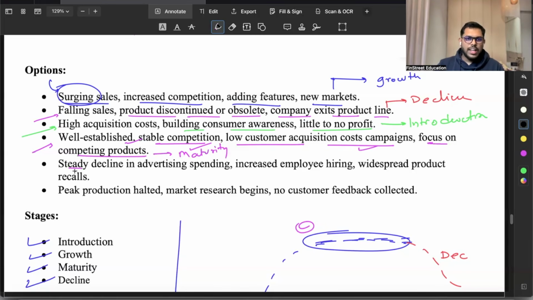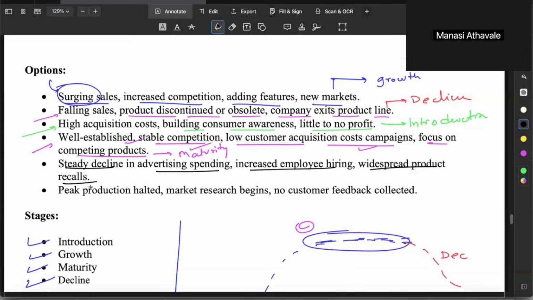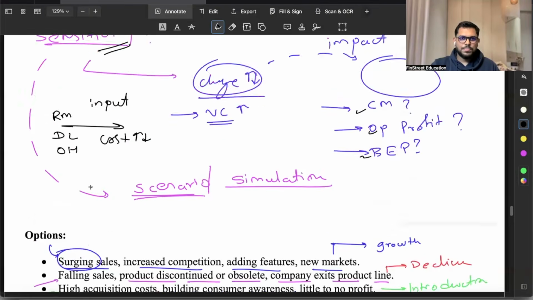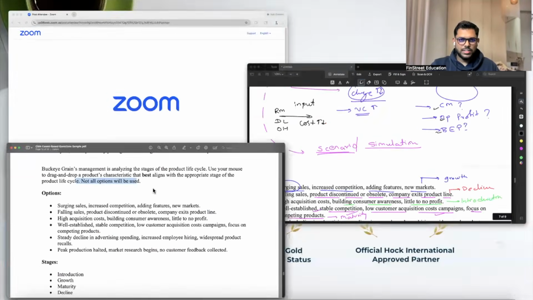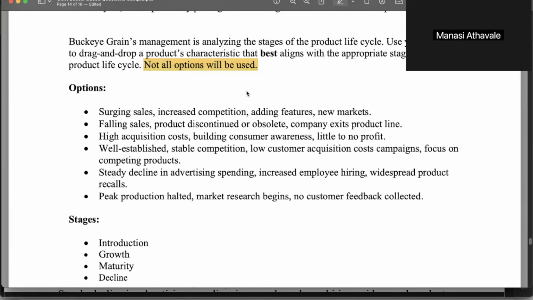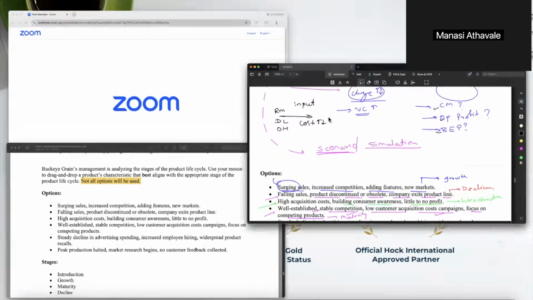Next one, steady decline in advertising spend, increased employee hiring, widespread product recalls. ये कौन सा stage है? Growth. Maturity. I'll give you one more pointer. Going back to the question, इसको भूलना मत. Not all options will be used. मतलब, not necessarily all options have a match.